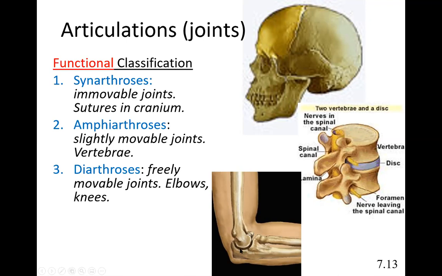And if they move freely, these would be any of the ones that we think of as joints: elbows and knees, moving the head around, the shoulder joints, all of those where they move freely, those would be diarthrotic joints or diarthrosis. So those are classifications based on the amount of movement. That's called the functional classification.